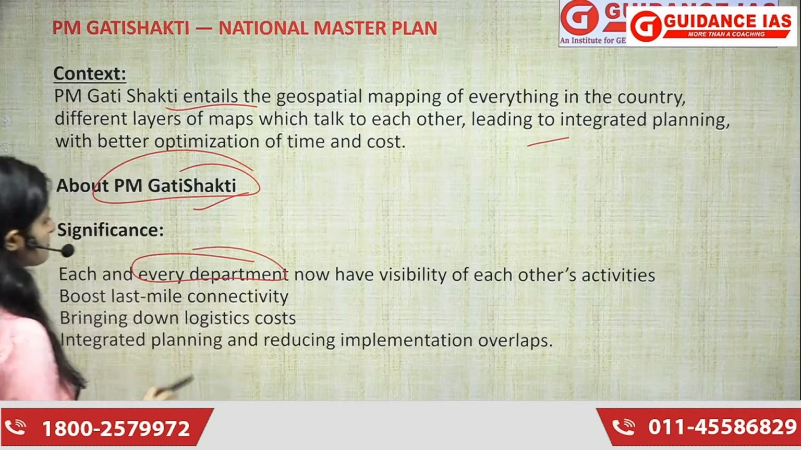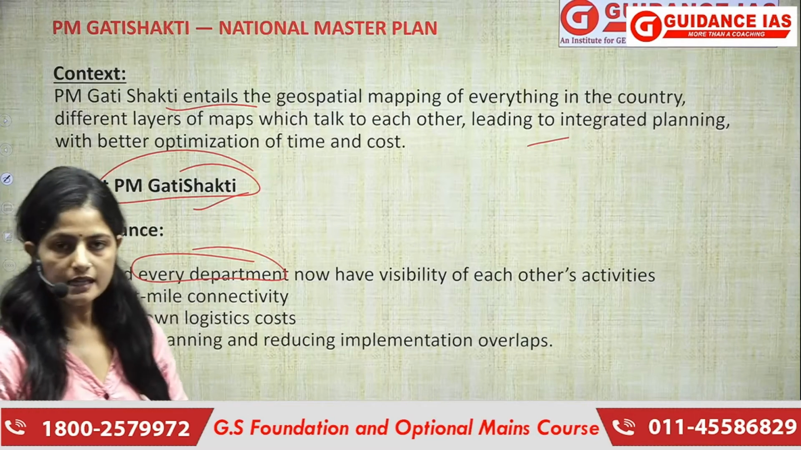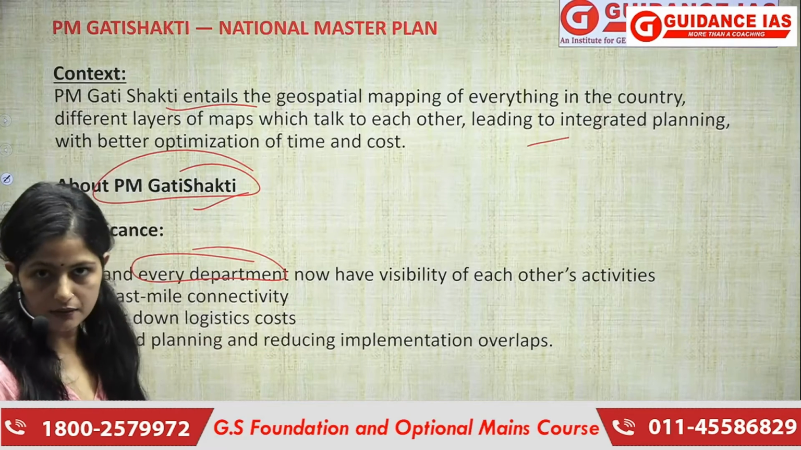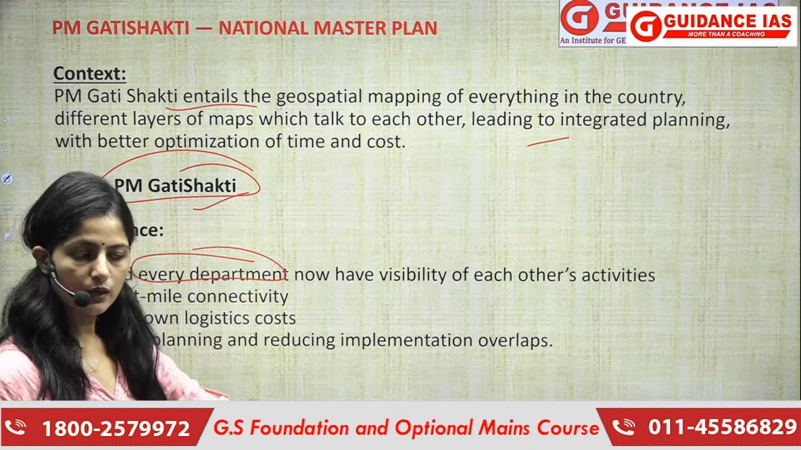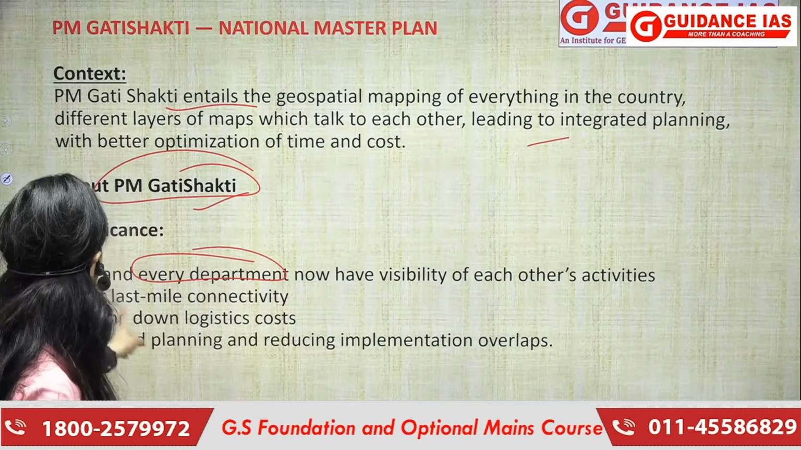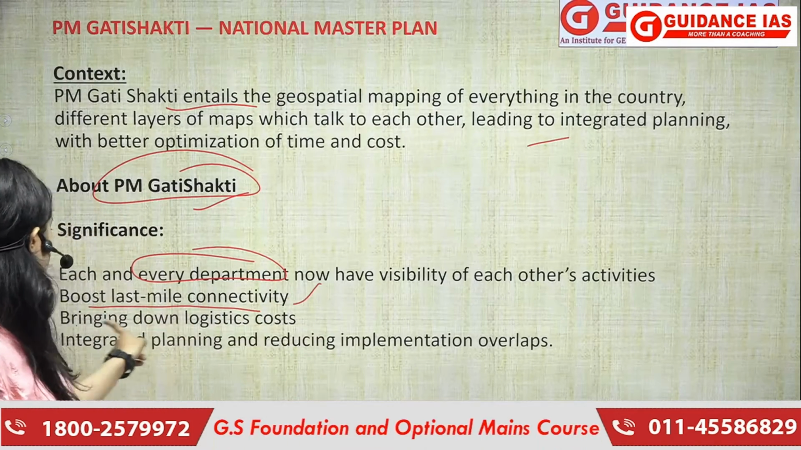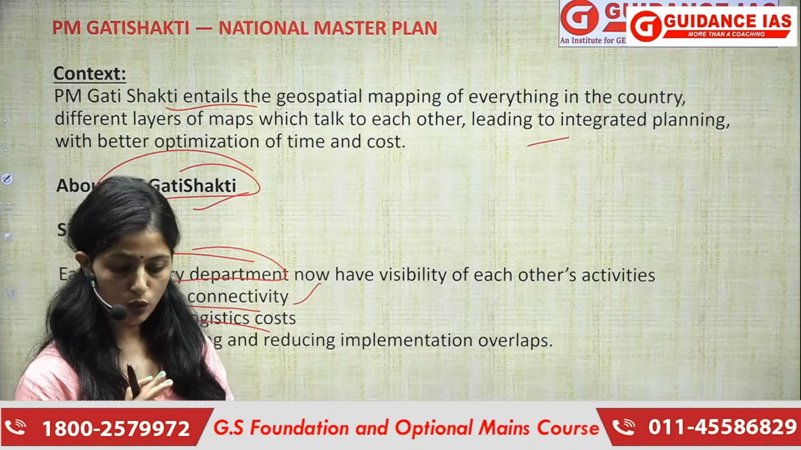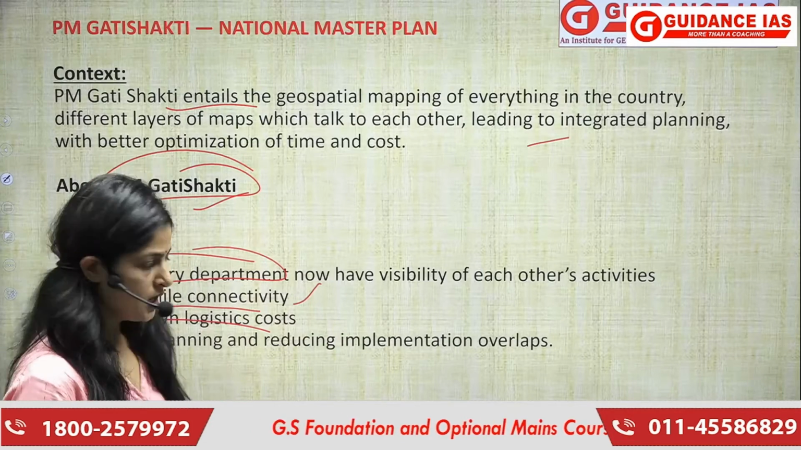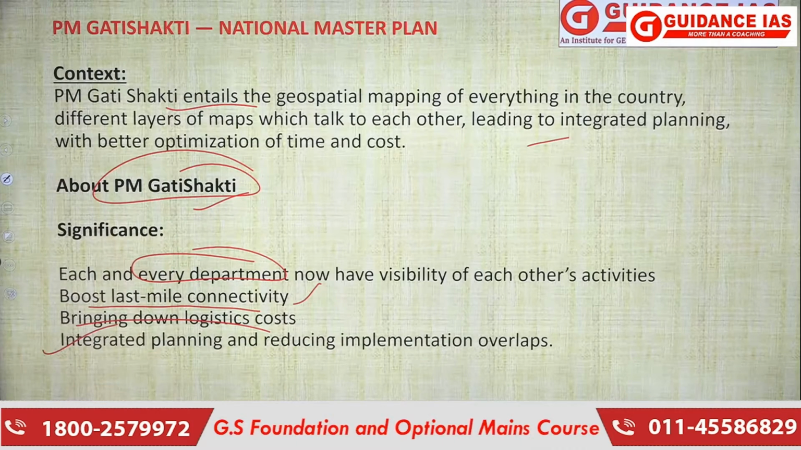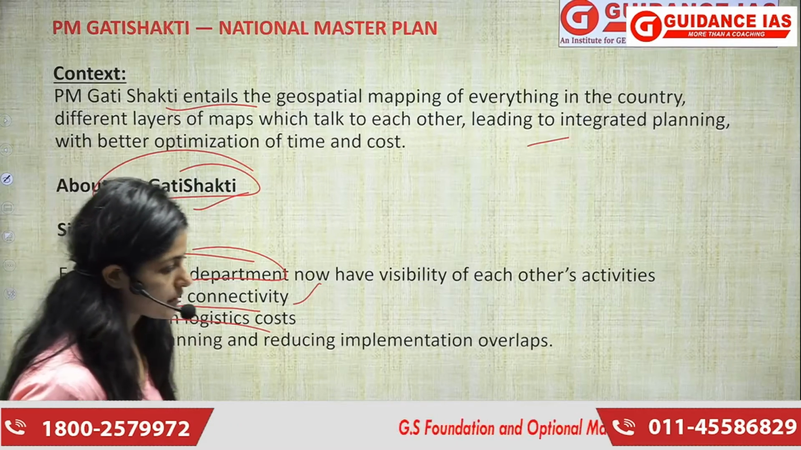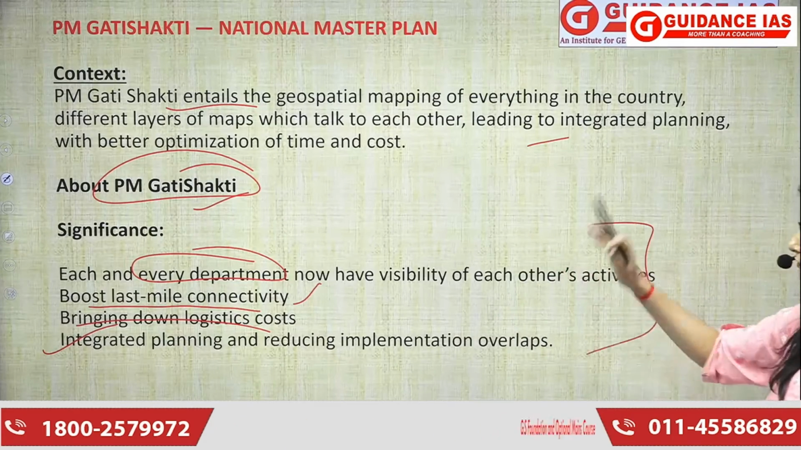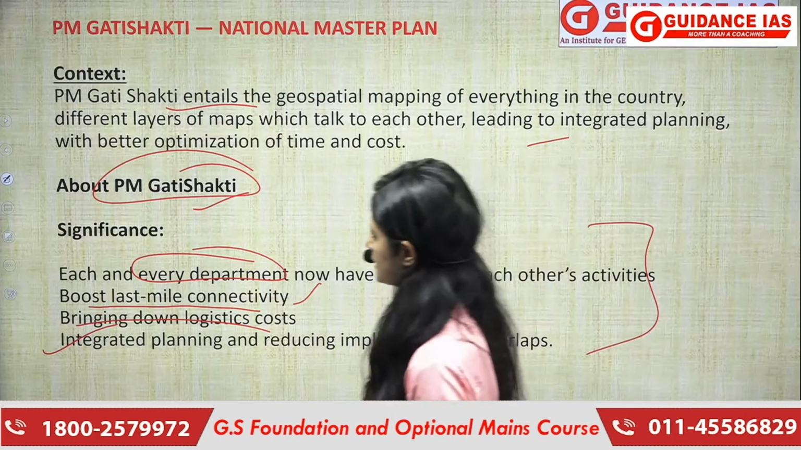अब क्या होगा? हर एक डिपार्टमेंट एक दूसरे के साथ इंटीग्रेट होगा, they will be able to track what each other's activity is, ठीक है? और अगर कोई भी प्रॉब्लम होगी एक टाइम पे हम चीजों को सही कर पाएंगे, right? It will boost the last mile connectivity, it will bring down the logistic cost. Of course, if things happen on time and in coordination, then logistic cost goes down, and integrated planning and reducing implementation overlaps. So these are some of the significance of PM Gati Shakti. I hope it is clear to you now.